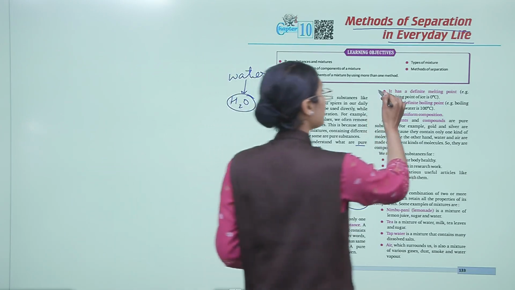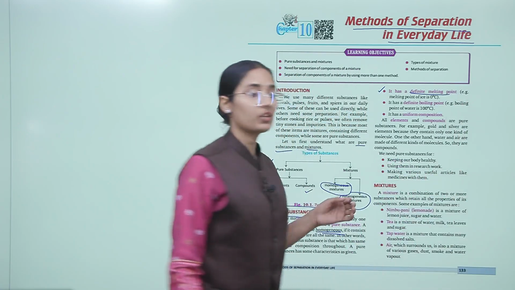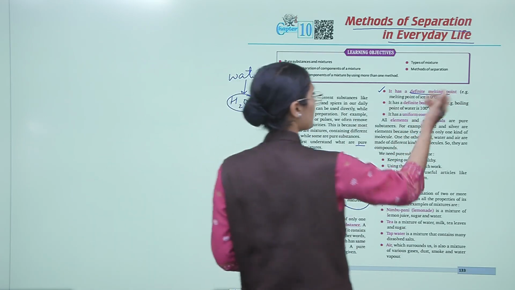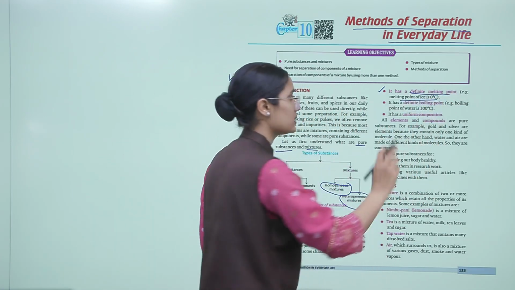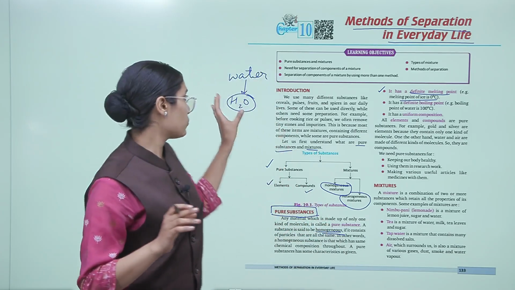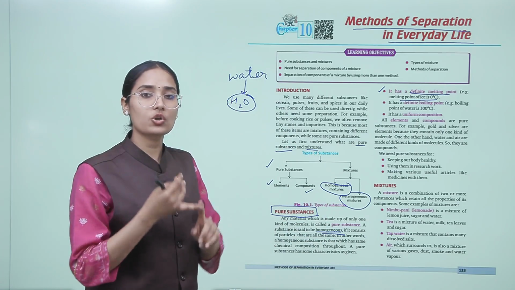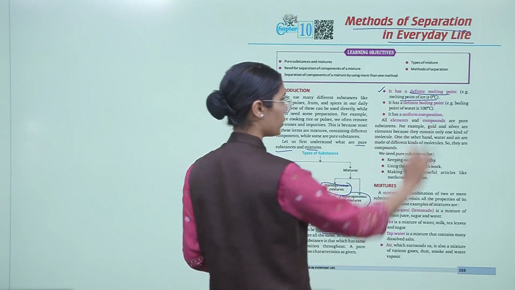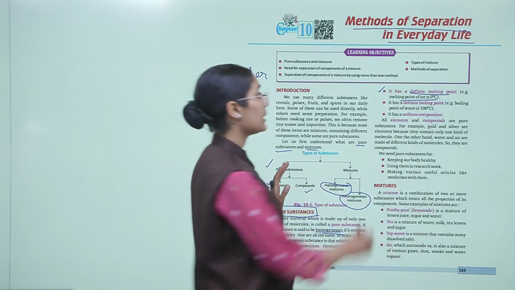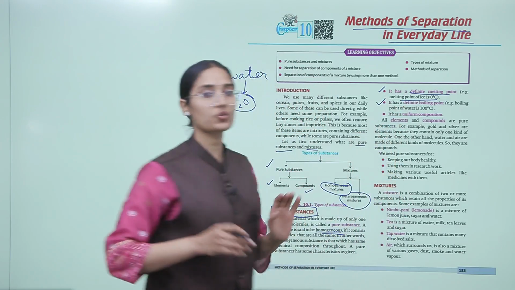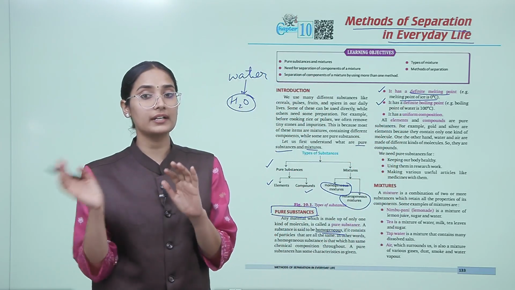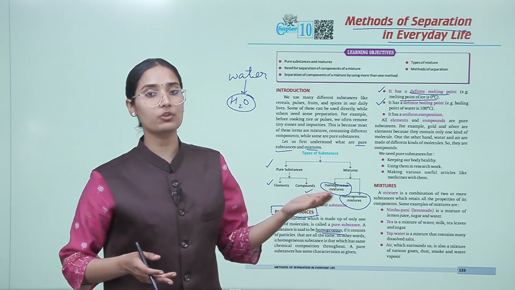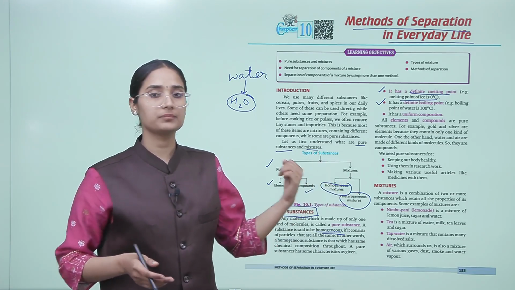It has a definite melting point. A pure substance has a fixed melting point. For example, the melting point of ice is 0 degrees Celsius, when the water is pure and no salt or sugar is added to it. Now what else? It has a definite boiling point. When the substance is pure, not mixed with any other material, it has, for example, a boiling point of water of 100 degrees Celsius.